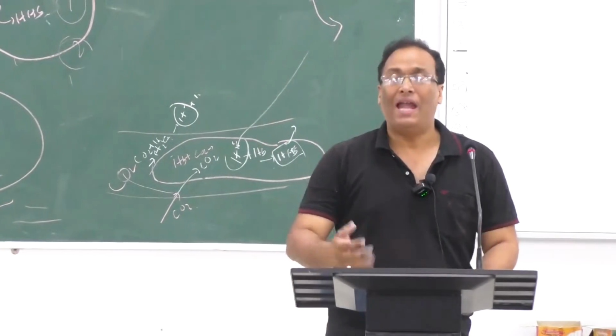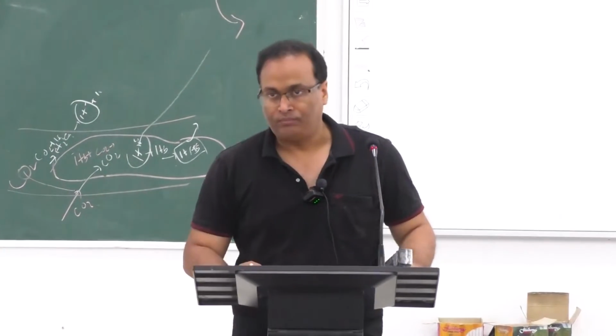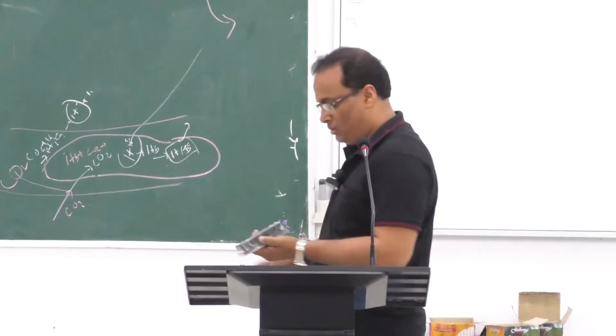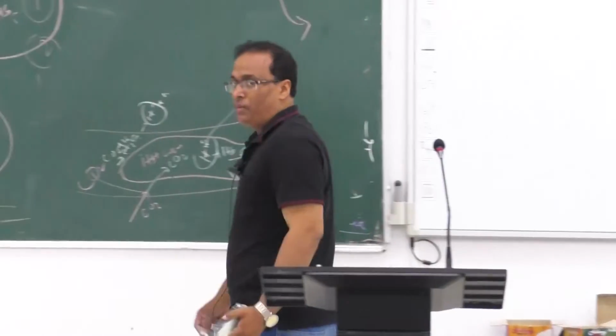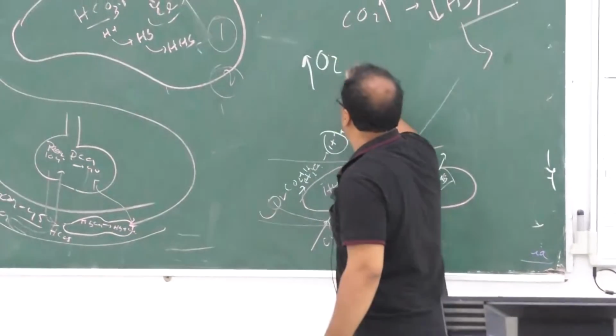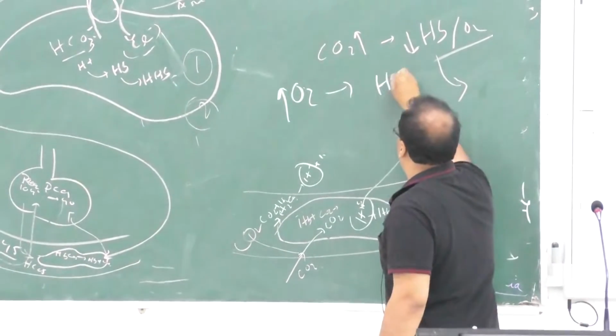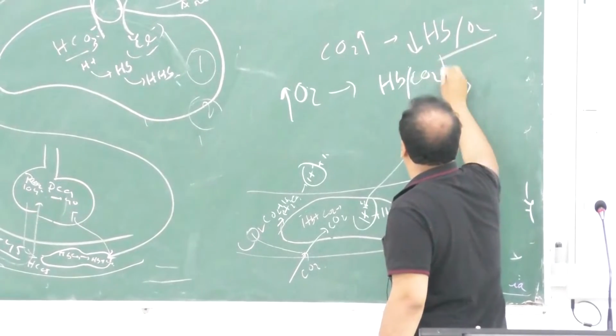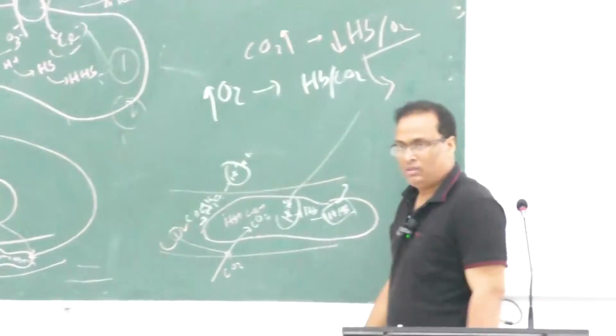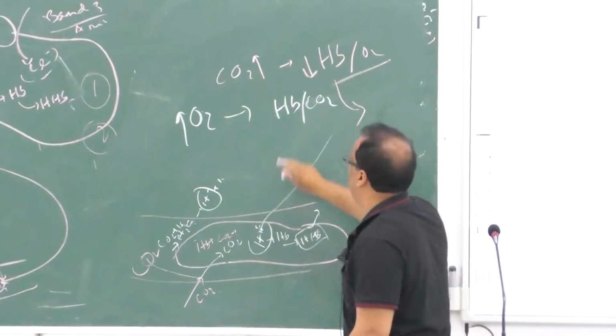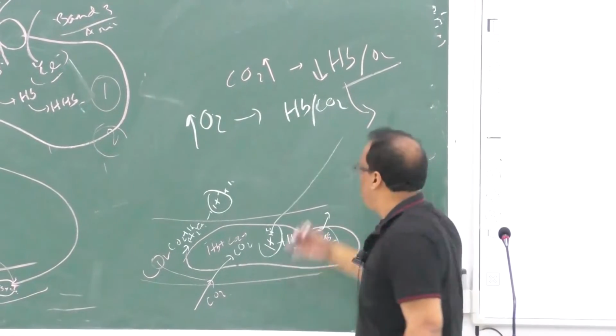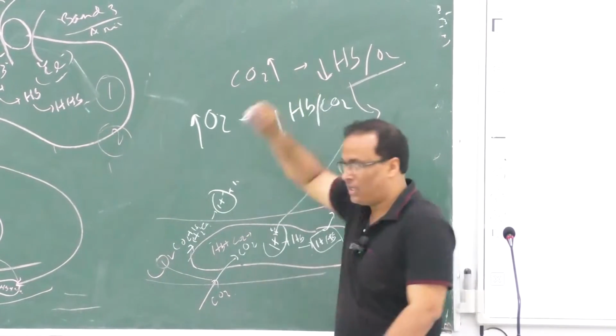And what does it mean? The Haldane effect? It is just the opposite. What is the opposite? If oxygen is more, then the hemoglobin and carbon dioxide association will be less, a reduction.